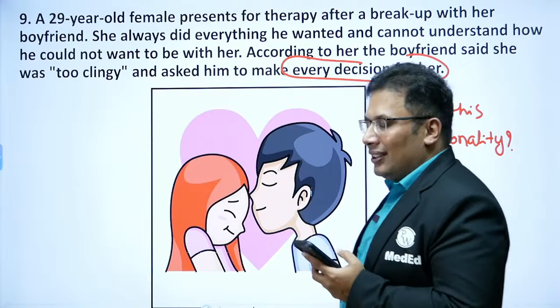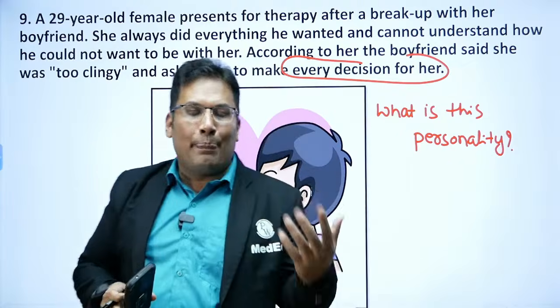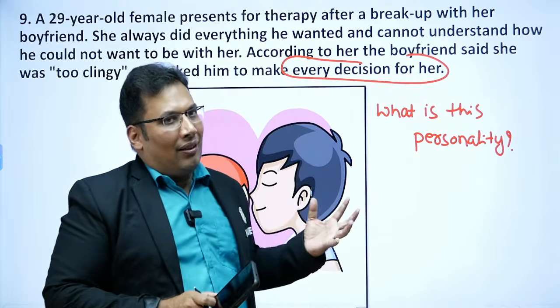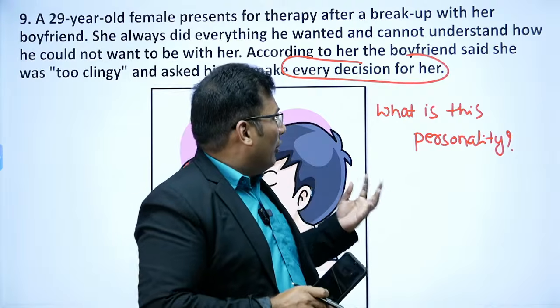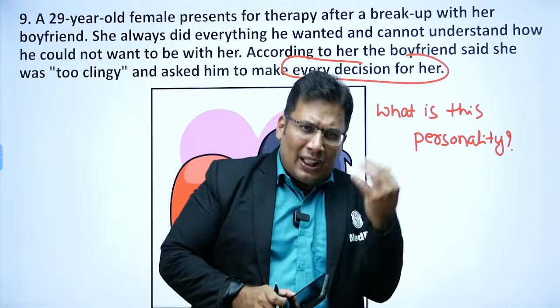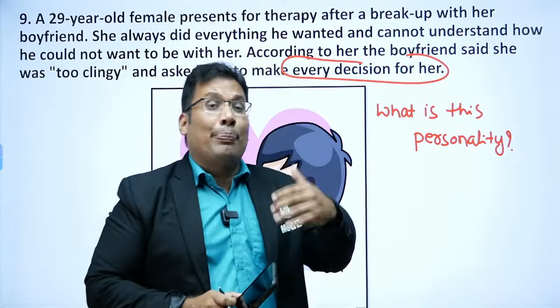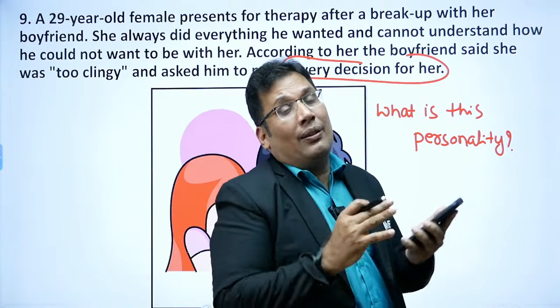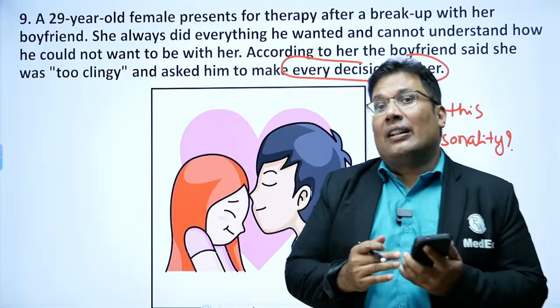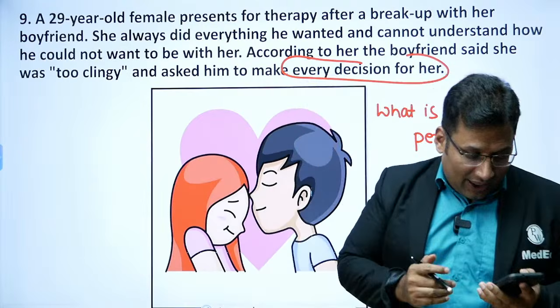Simple question. You can just go through the types of personality disorder. But here, the girlfriend is totally dependent on the boyfriend, even for minor decisions and major decisions. Because of this, there is a quarrel between the girlfriend and boyfriend. What is this personality?